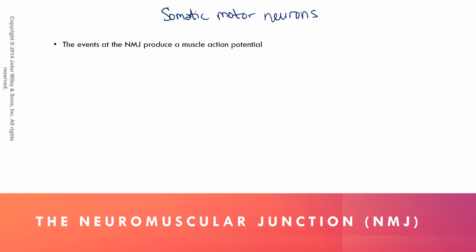Muscle action potentials arise from the neuromuscular junction, abbreviated NMJ, and this is the synapse between the somatic motor neuron and the skeletal muscle fiber. So the neuromuscular junction is actually the junction between the somatic motor neuron and the muscles themselves.